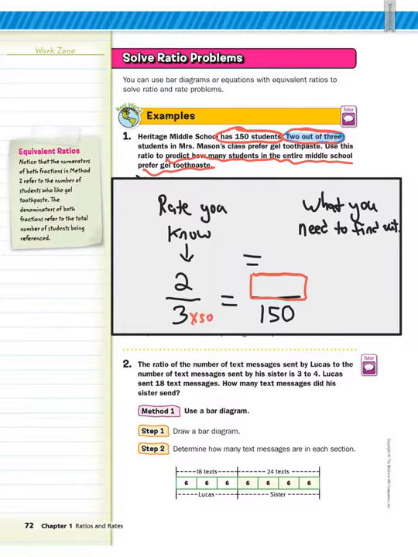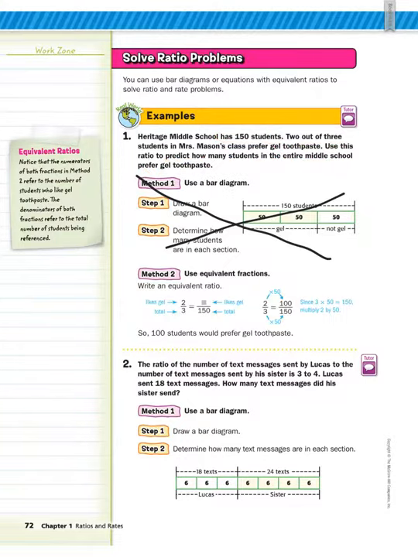Now, if you know that, you go up here and you do 2 times 50. You always do the same thing to both. And you get 100. So that means, for how many students in the entire middle school prefer gel toothpaste, 100 students would prefer gel toothpaste. Now I'm going to delete this box so you can see right here: likes gel, total, 150 total. And this box here is like what we had. They multiplied by 50, so 100 students would prefer gel toothpaste.